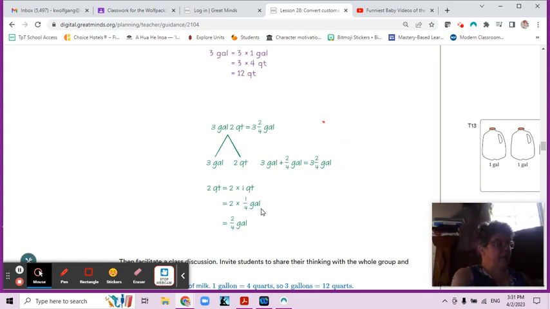Okay, awesome. So today we're going to be converting customary measurements involving decimals. Customary measurements are also sometimes called standard measurements. That is what we use here in America. In measurement, we use inches, feet, yards, miles. In capacity, we use cups, pints, quarts, gallons. And in weight, we use ounces and pounds. So some of those are all standard, right?